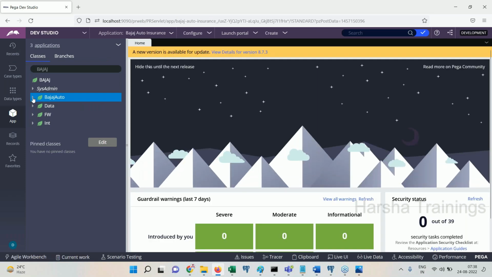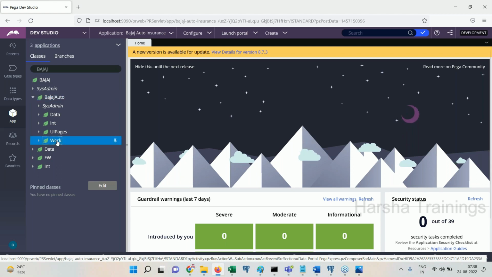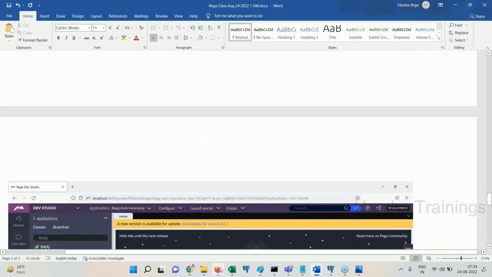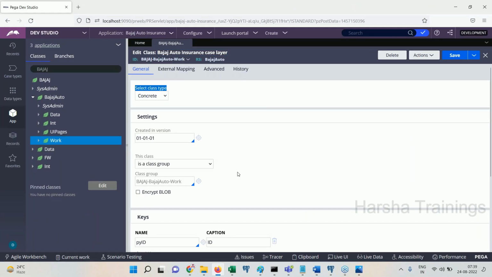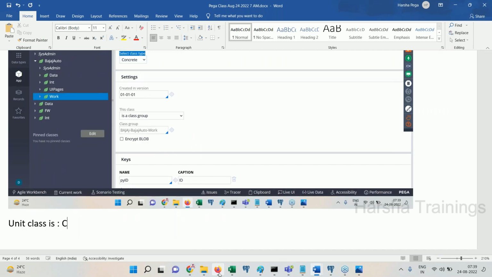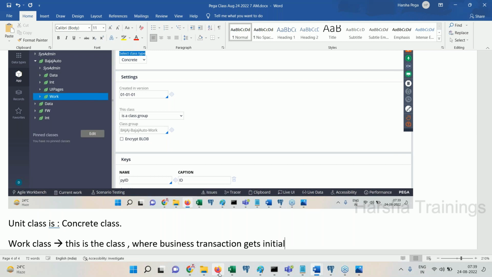Now we go to unit, that is the work class. Here is the work class definition, and I did not choose this one as well, but what is the class type? Unit class is concrete, which is generally called the work class. What do you call this? Work class. This is the class where business transactions get initialized.